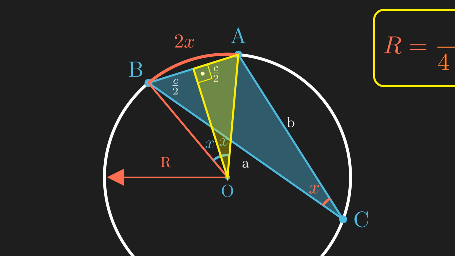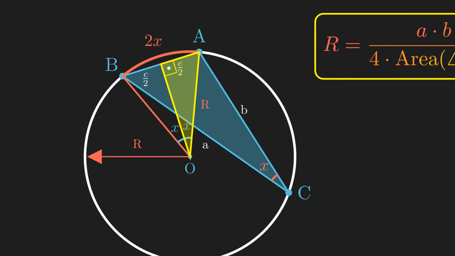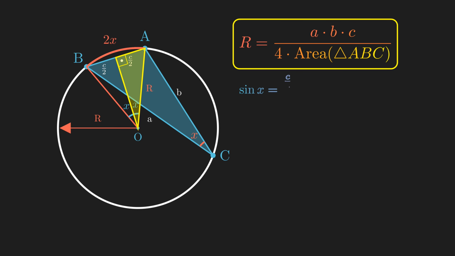Take a close look at this yellow triangle. AO is a radius, so its length is r units. We have c over 2 opposite angle x. So sine of x equals c over 2 divided by r. If we rearrange, sine of x equals c over 2r.